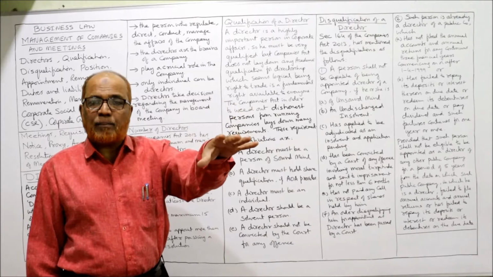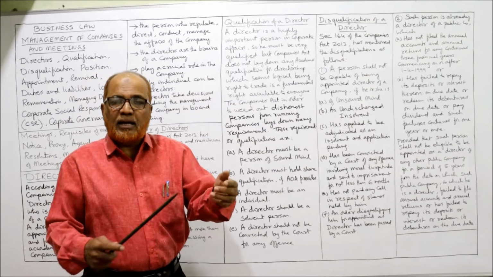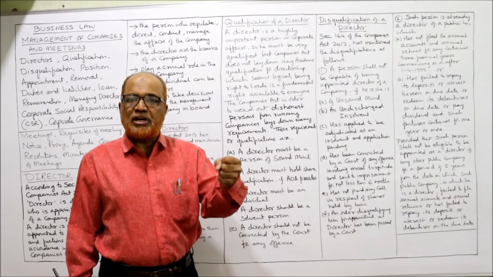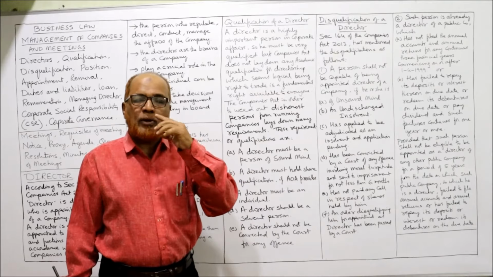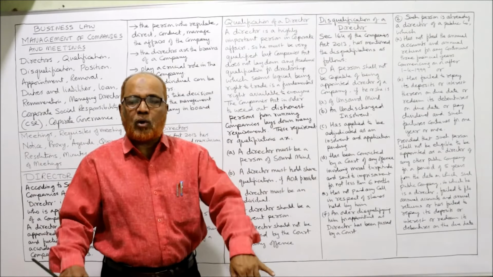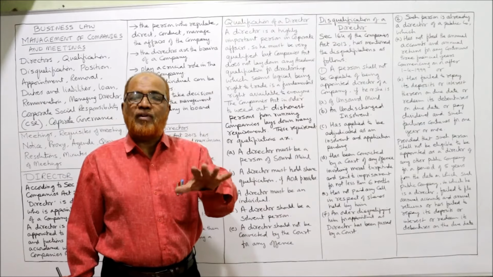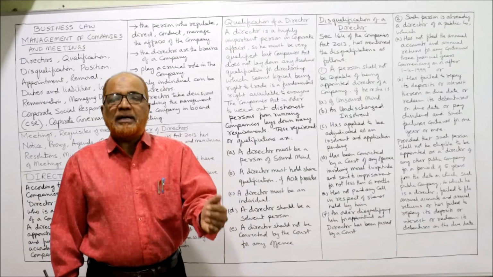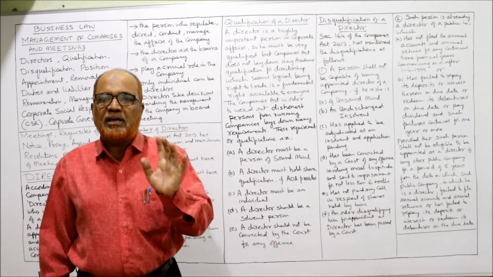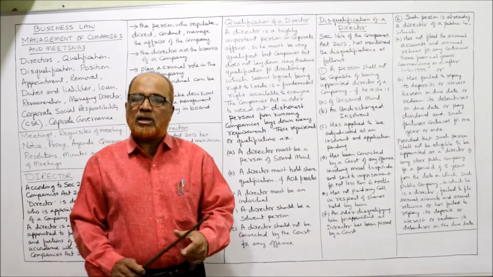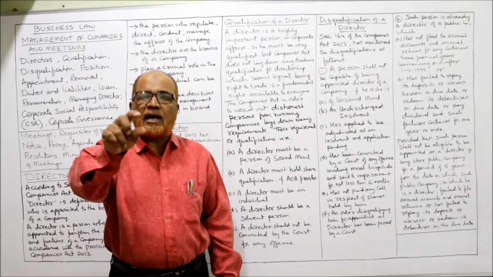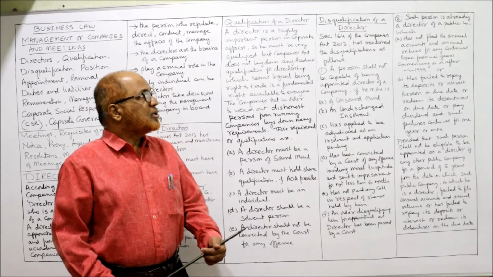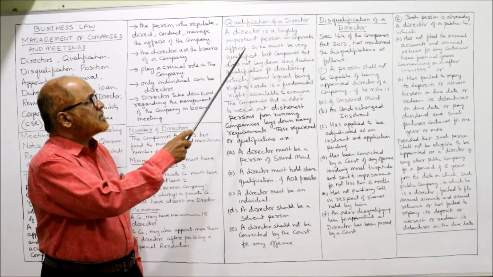The survival of the company, the success of the company depends on the caliber of the director. If the director is efficient, capable, then the company will be able to attain its objectives. Otherwise, the company will collapse. The position of director is very, very important. That's why not directly but indirectly some requirements have been given by the Companies Act. The Companies Act has not given any academic qualification that a director should be a graduate or postgraduate or a professional. It has not given.